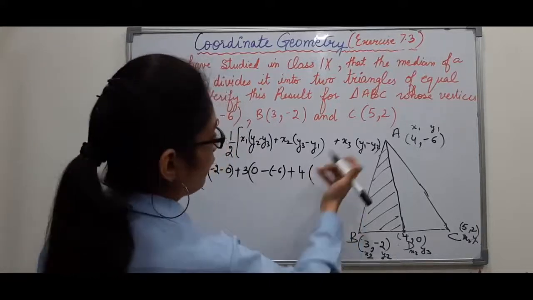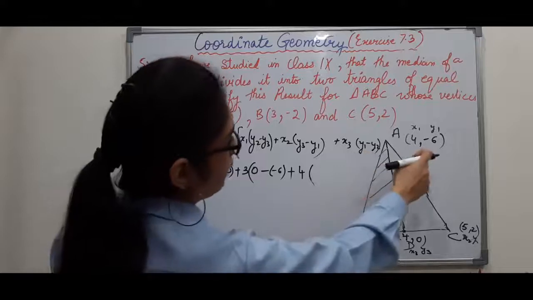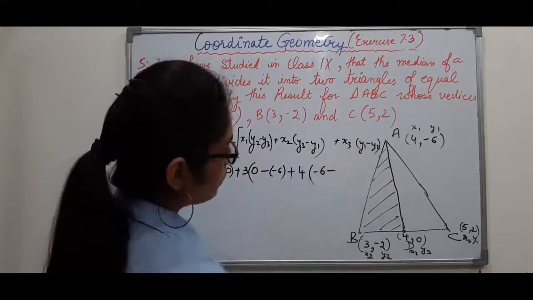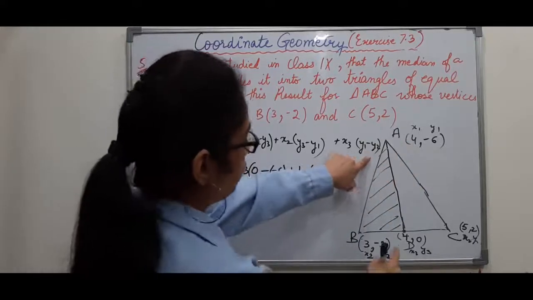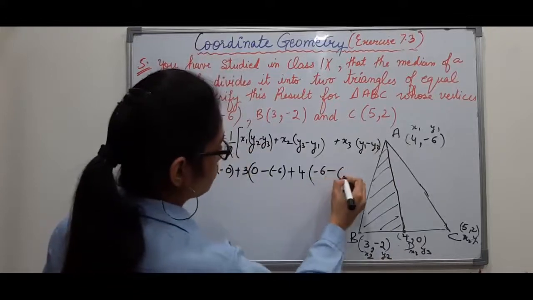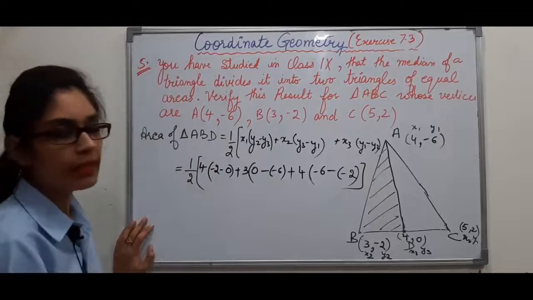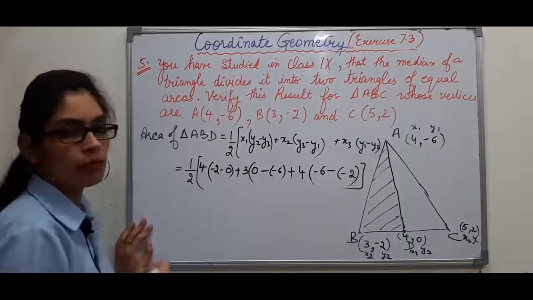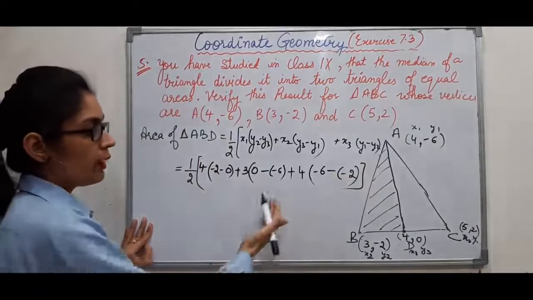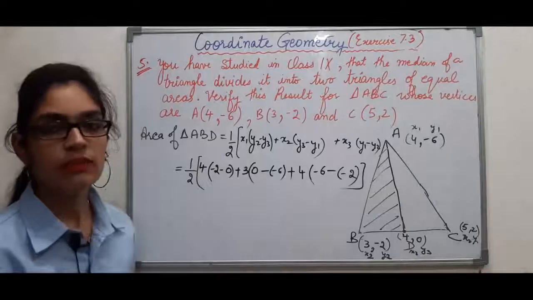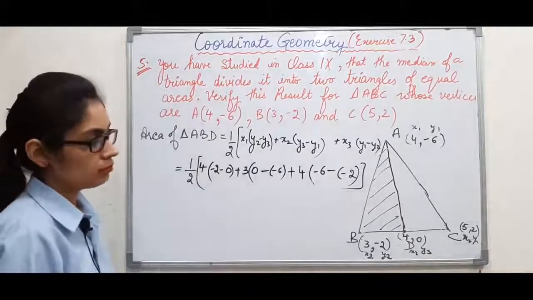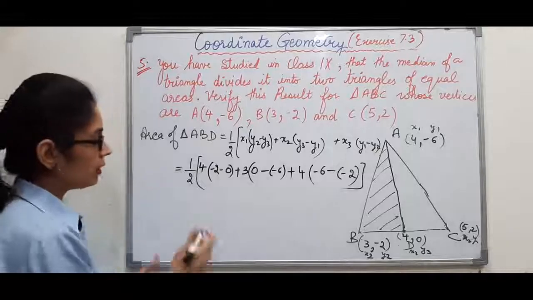So just y1 we have to write, which is minus 6, minus y2, which is minus 2. So we have written all the values. See, while writing the signs you have to be very careful which minus and plus sign, because one change in sign and your entire question will be incorrect.